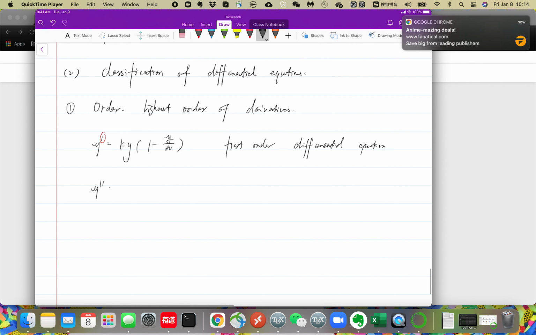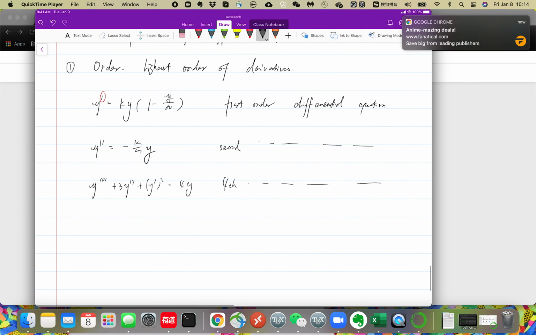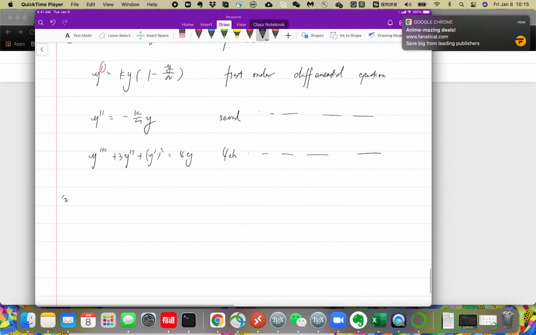The harmonic oscillator is a second order differential equation. And you can write down anything, like y to the 4. Let's see: y prime prime prime prime plus 3y prime prime plus y prime squared equals 4y. And you can see this is a fourth order differential equation. The general principle is the higher the order, the more difficult. It's very easy to think about. Basically, when you try to solve it, you have to take integration multiple times. The higher the order, the more integrations you have to take.